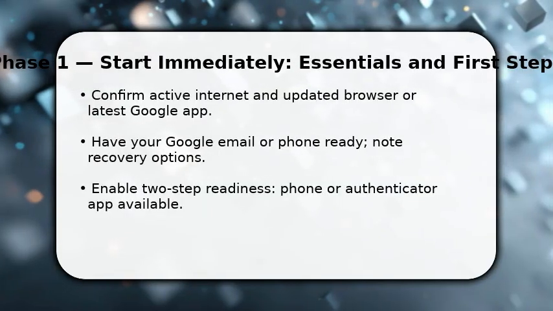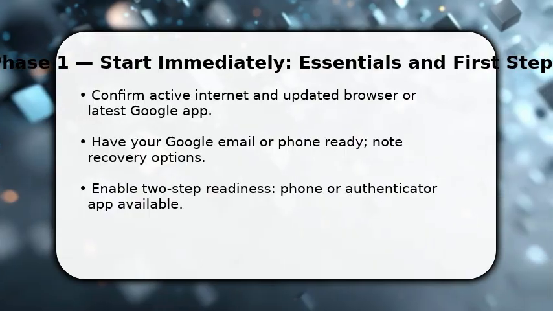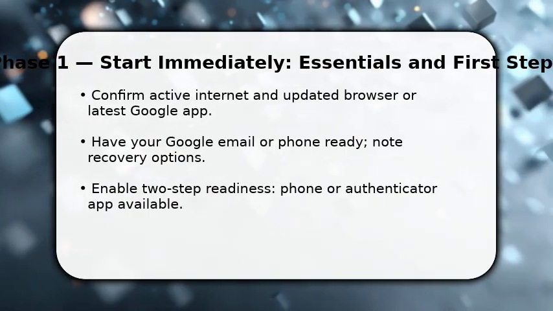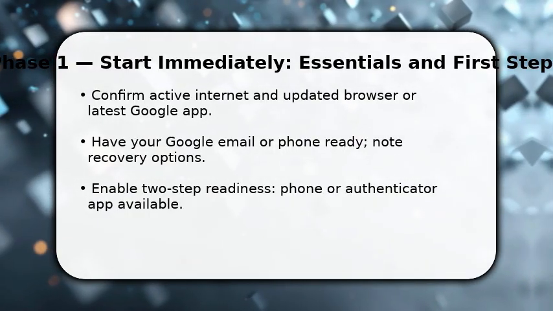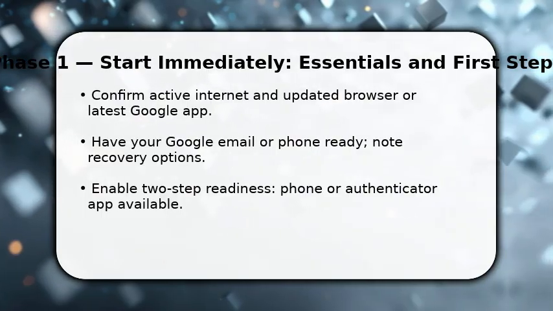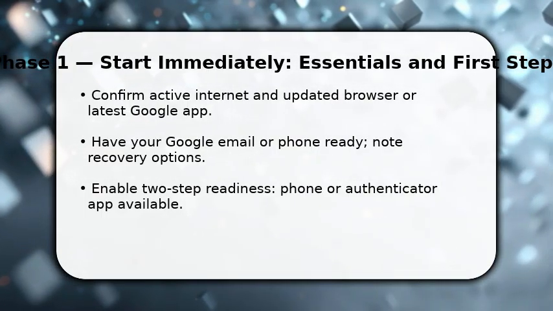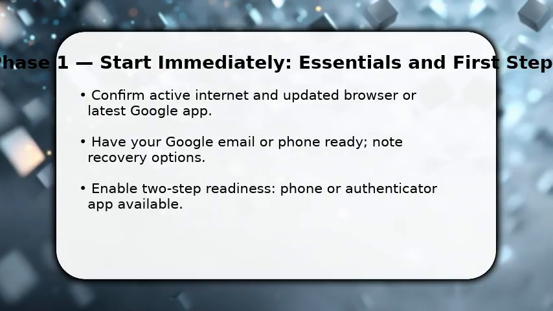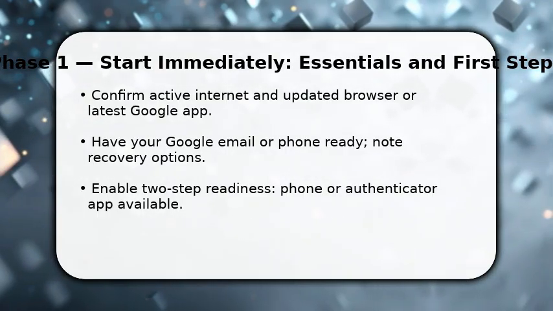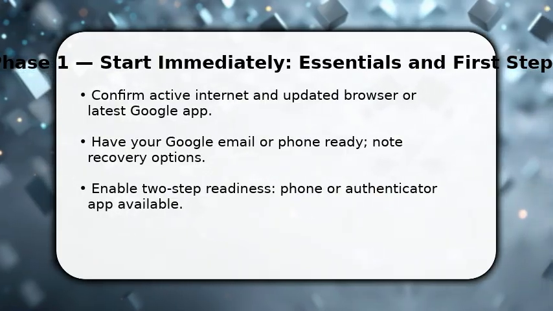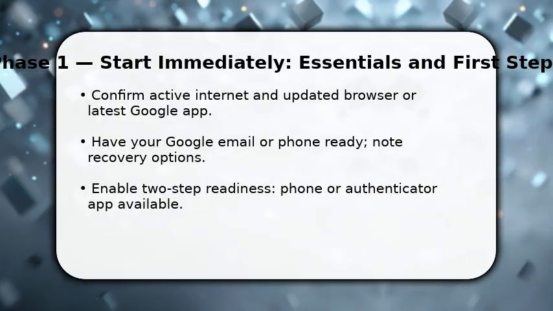You already have the essentials: a connected device, updated browser or Google app, and your Google address or phone. First, open accounts.Google.com or tap Sign in the app. This starts the secure flow. Enter your email or phone, then press Next. You do this first to load the right account settings and security prompts.